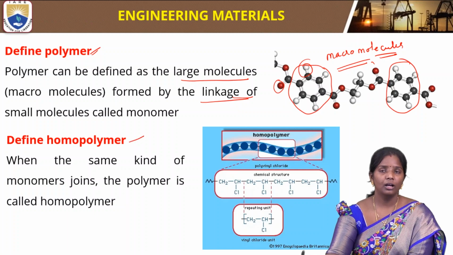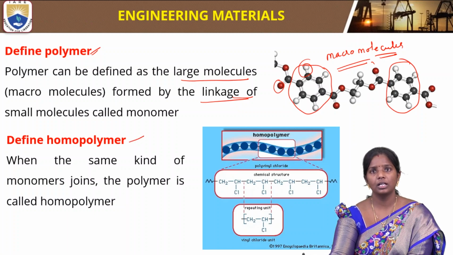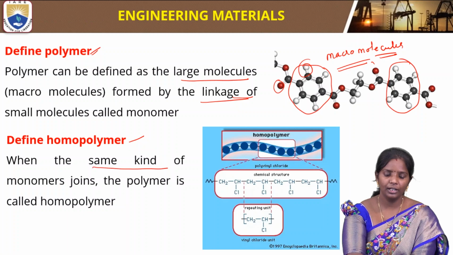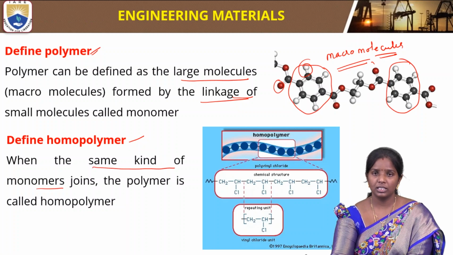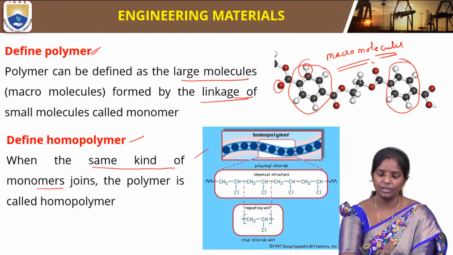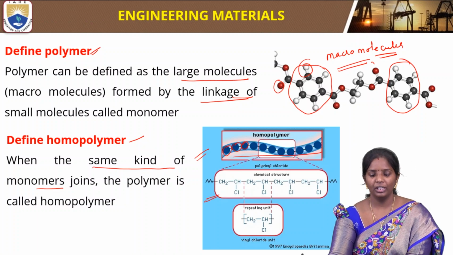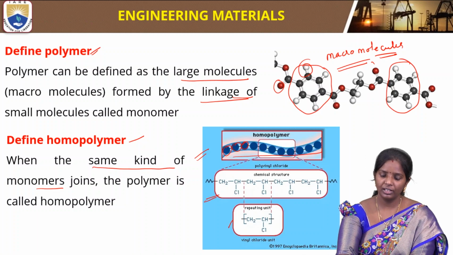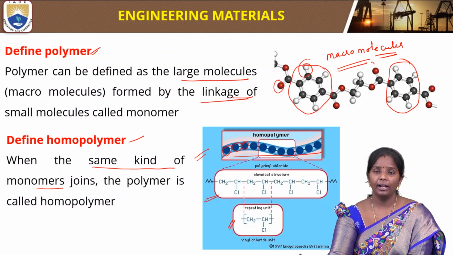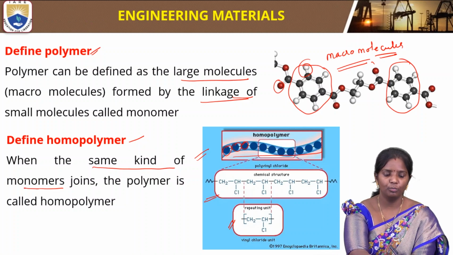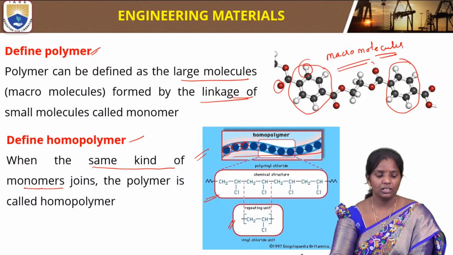Okay, so define homopolymer. We have seen what a polymer is, now we should also understand what a homopolymer is. When the same kind of monomers join, the polymer is called a homopolymer. If you see this picture, they are all the same kind of monomers joined together to form a polymer, and this is also called a homopolymer. This is the chemical structure of polyvinyl chloride. This is the vinyl chloride unit that is repetitive, and the same monomer is used to form a homopolymer.